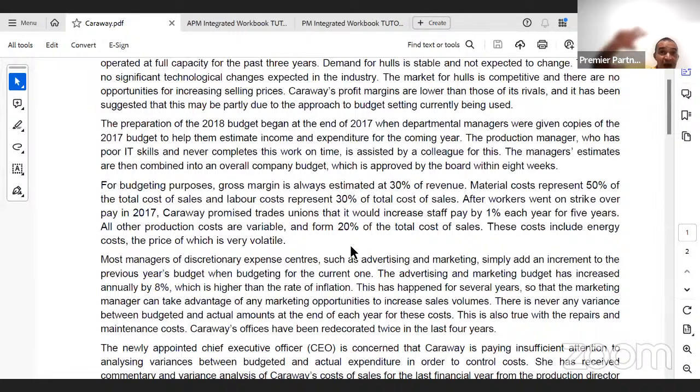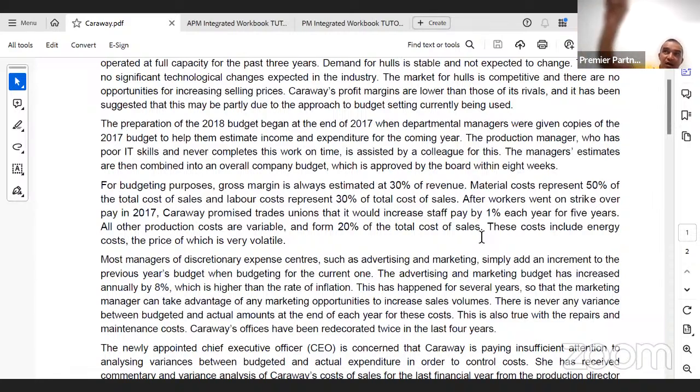So what is the rationality behind agreeing on a percentage? Material costs represent 50% of the total cost of sales and labor represents 30%. So what's the justification? After workers went on strike over pay in 2017, management promised trade unions to increase pay by 1% each year for 5 years.